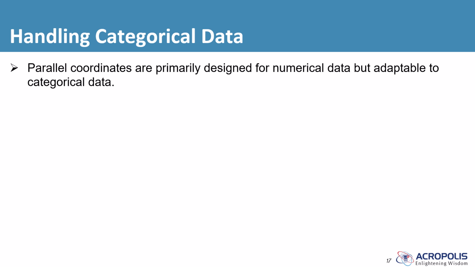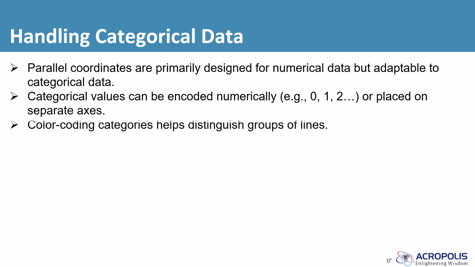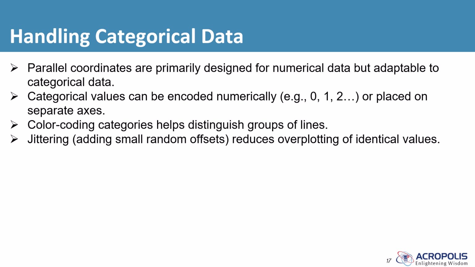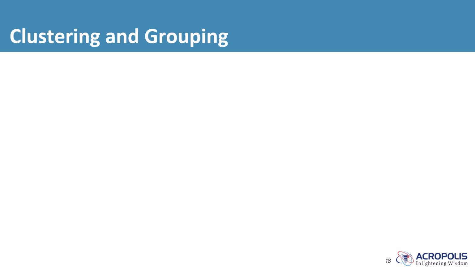Parallel coordinates are primarily designed for numerical data but adaptable to categorical data. Categorical values can be encoded numerically, for example 0, 1, 2, or placed on a separate axis. Color coding categories helps distinguish groups of lines. Jittering, adding small random offsets, reduces overplotting of identical values. Example: encode gender as 0 and 1, then apply distinct colors to each category.